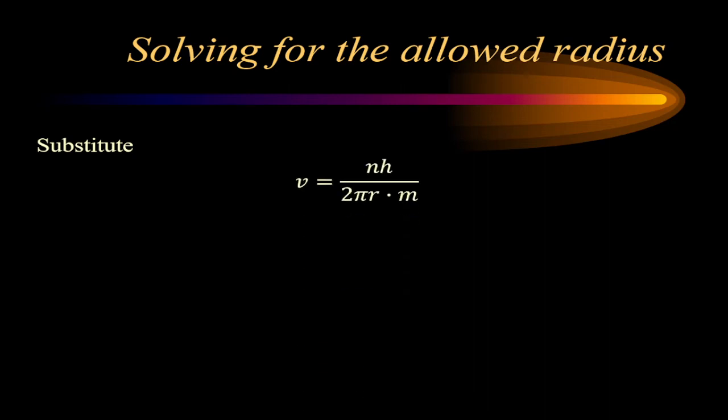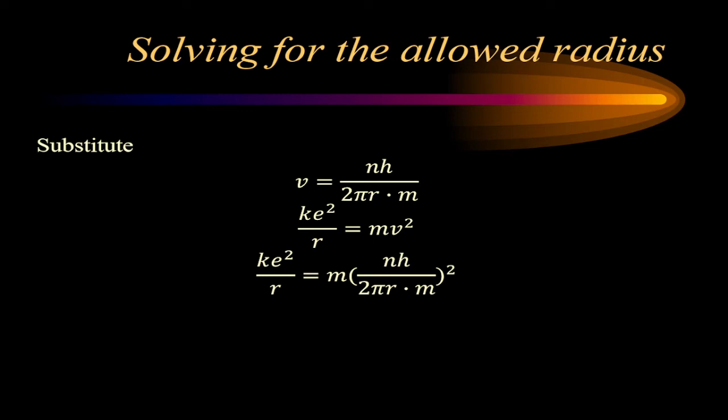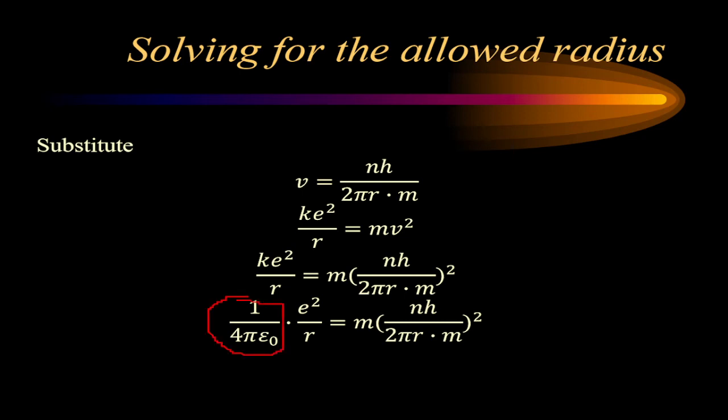So we substitute v equivalent to nh all over 2 pi r times m into our equation. We're going to have ke squared all over r is equal to the mass times the quantity nh over 2 pi r times m raised to the power of 2. We can simplify the expression first by distributing the square. With some simple algebra, k will result to 1 all over 4 pi times the vacuum permittivity of space, times e squared all over r. So this constant right here is just k.